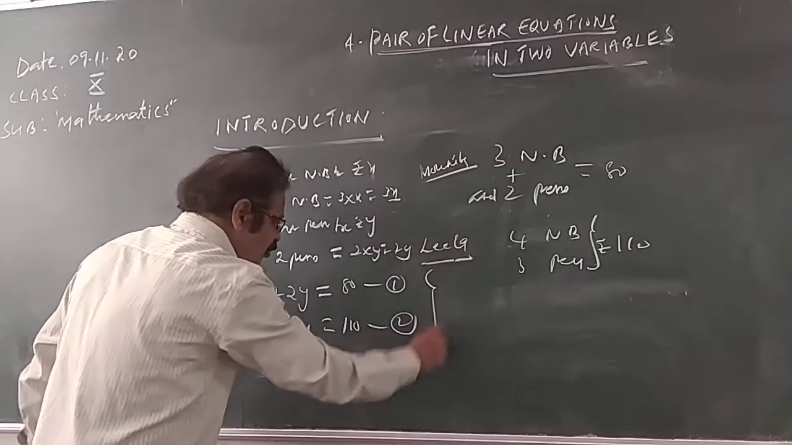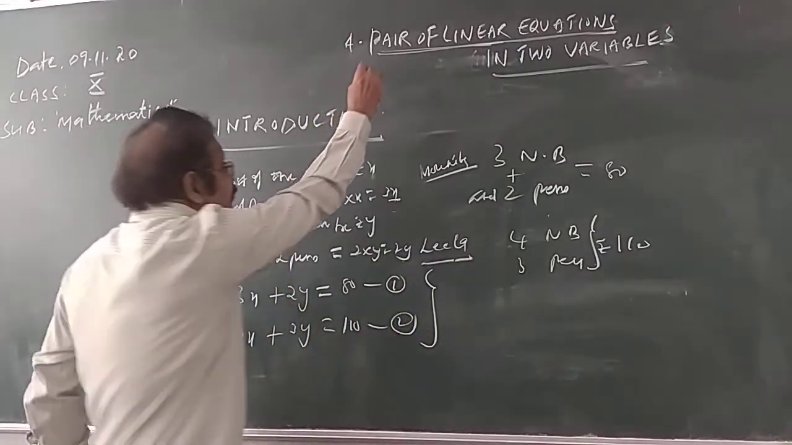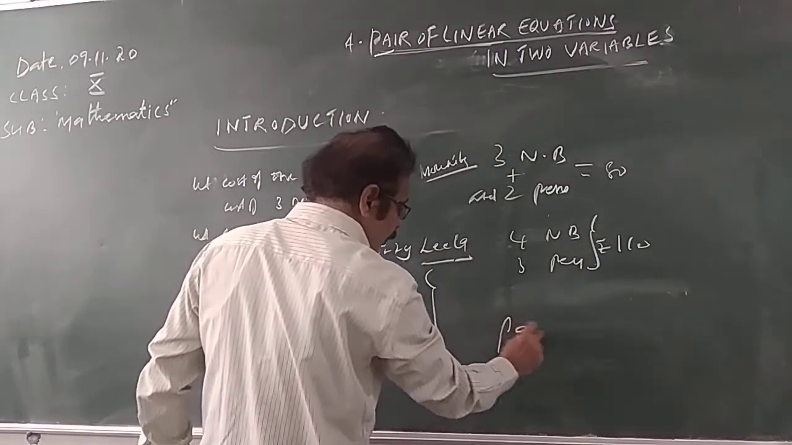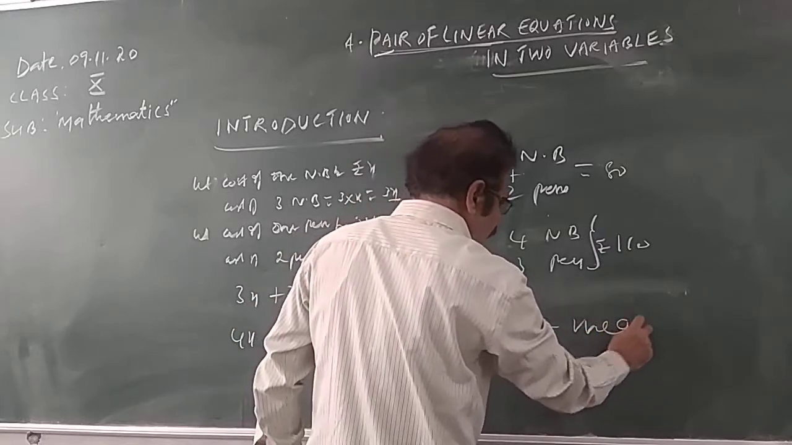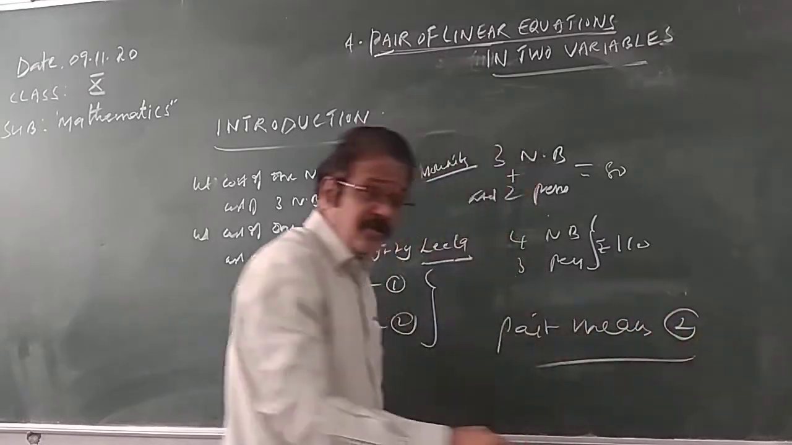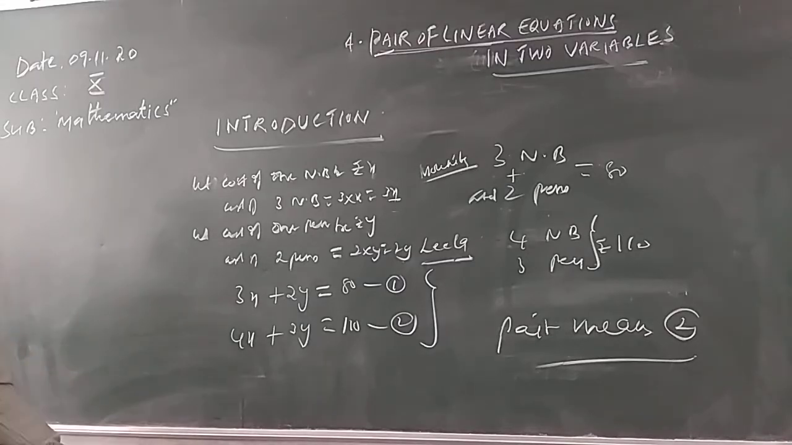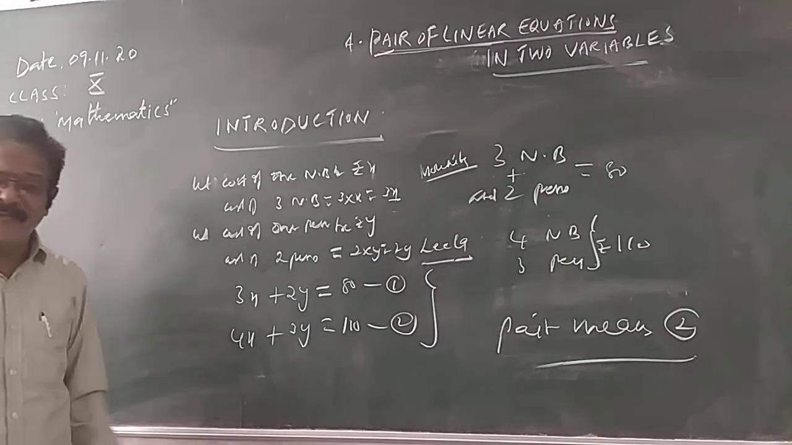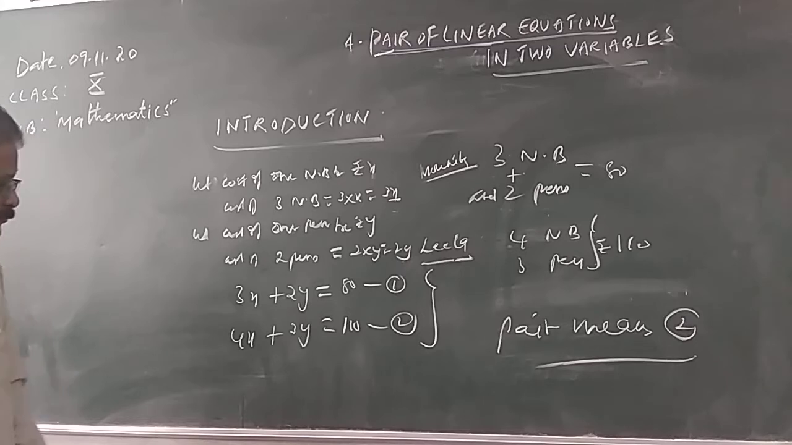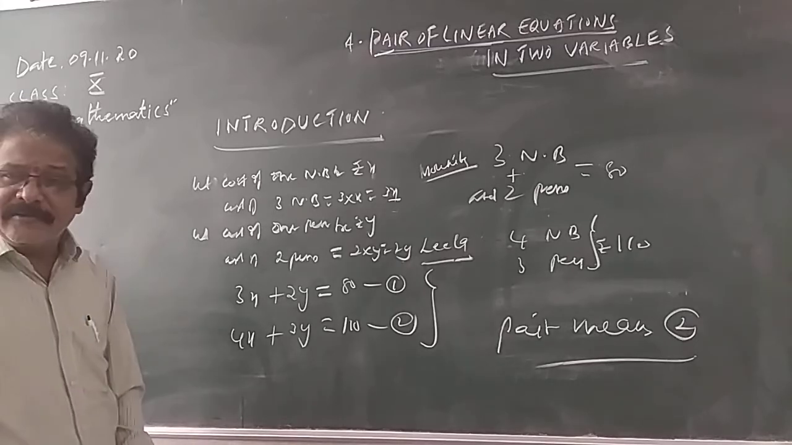How many equations did you get? 2 equations. Pair means 2. So we formulated a pair of equations, and we can solve them. Okay, like that, we got it.